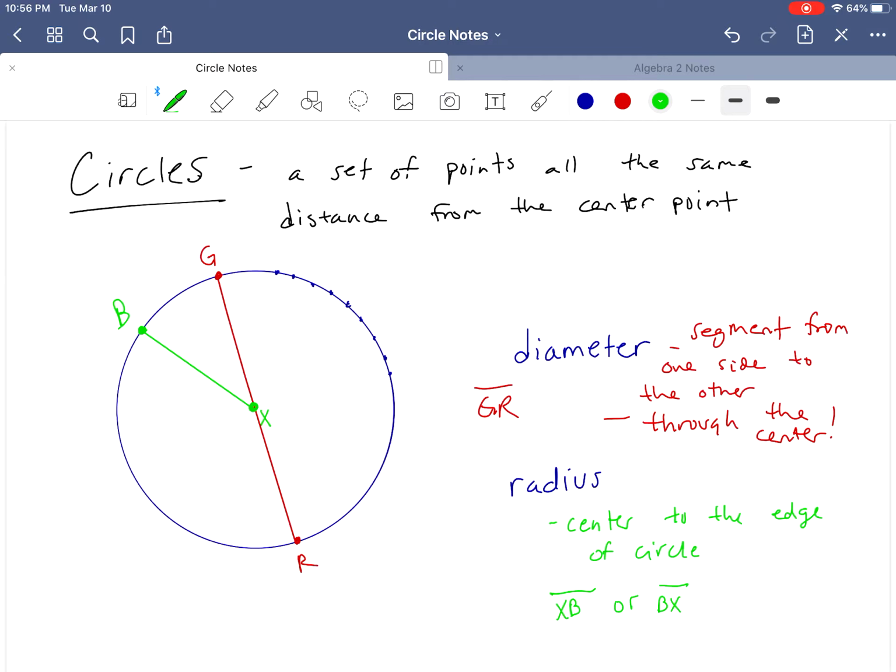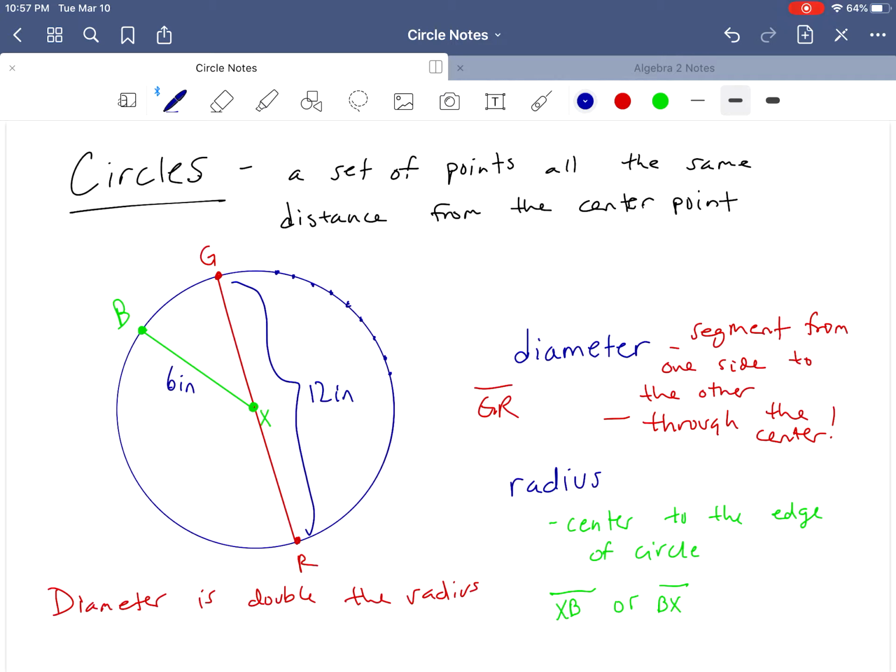So the unique relationship is a diameter, okay? So the diameter is double the radius. So for example, I could tell you that my radius here is 6 inches. That would mean that the entire diameter would be 12 inches. So all you do is take the radius length and multiply it by 2.